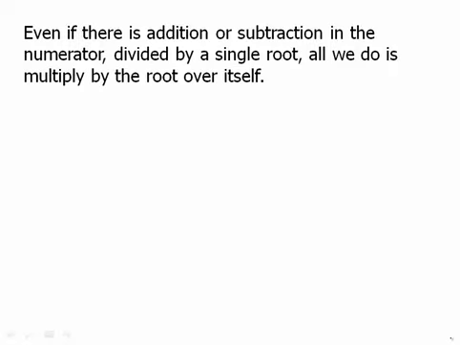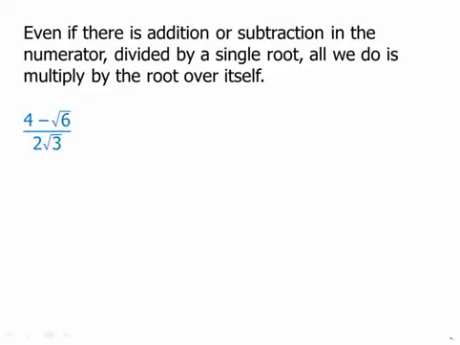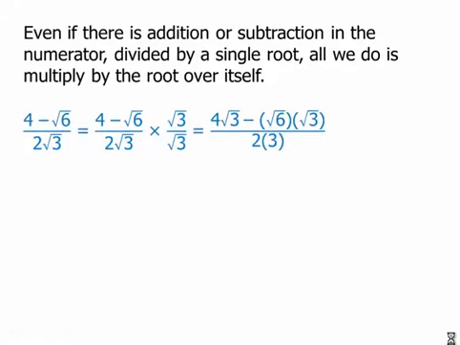Even if there's addition or subtraction in the numerator, divided by a single root, all we have to do is multiply by the root over itself. So for example, if we had something like 4 minus root 6 over 2 root 3, really the only thing that concerns us is that root 3 in the denominator. So I'm going to multiply by root 3 over root 3. In the denominator, I get a root 3 times a root 3, which is 3. In the numerator, I distribute.